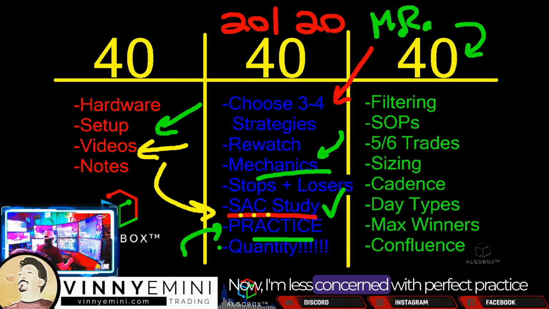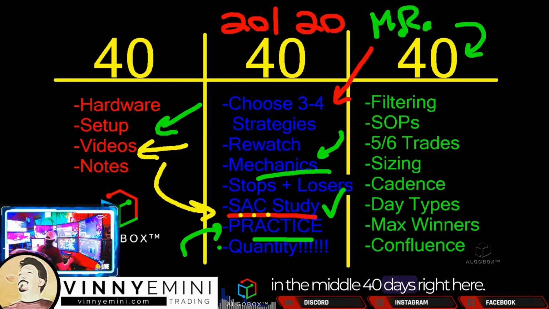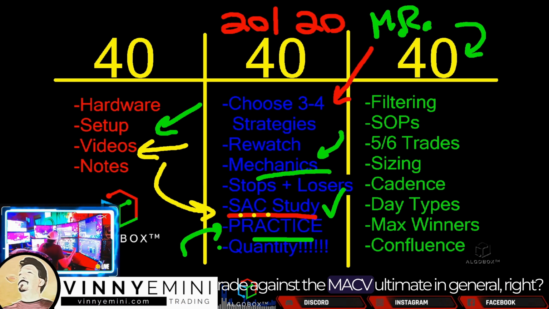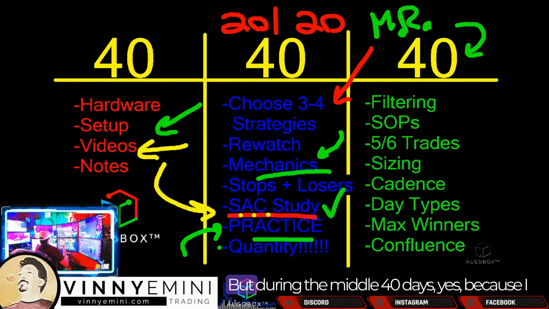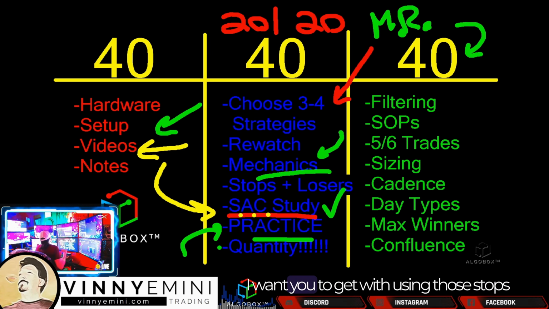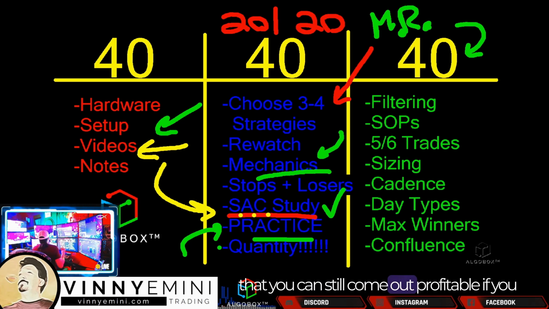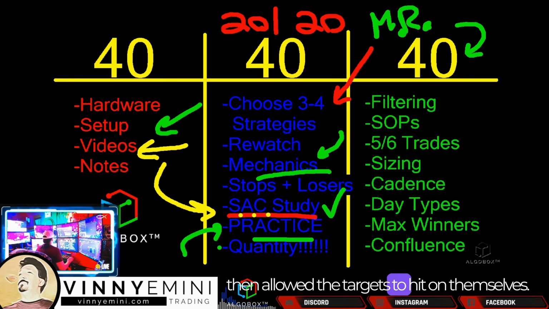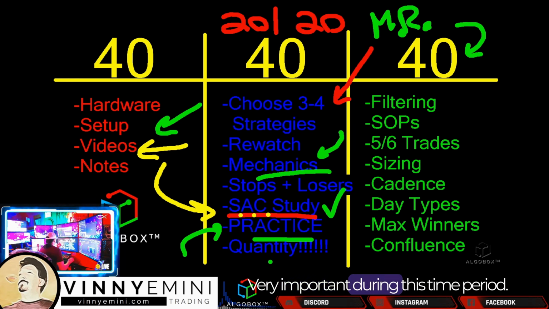Now, I'm less concerned with perfect practice in the middle 40 days. Here, I guess you would normally not take a trade against the MACD Ultimate in general. But during the middle 40 days, yes, because I want you to get into bad trades. I want you to get practice using those stops appropriately and seeing that even with those losers, you can still come out profitable if you have put those stops in the proper location and then allowed the targets to hit on their own. Very important during this time period.